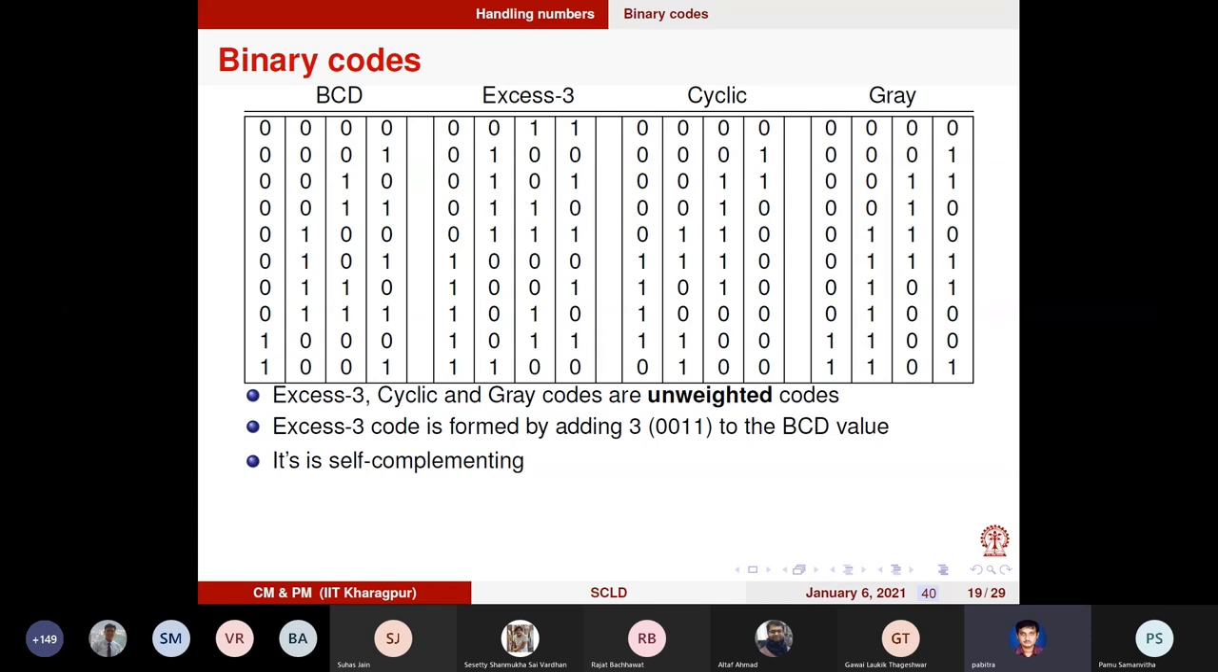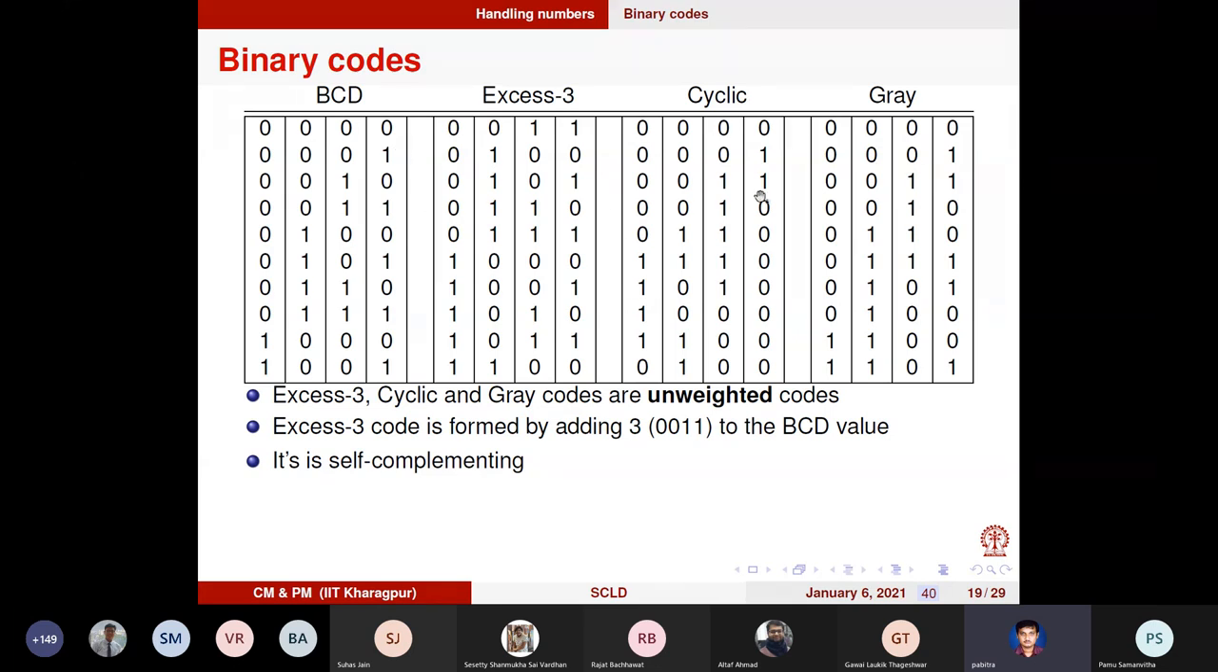Will differ by only one Hamming distance. So a small error in the decimal value will be a small change, delta, in the Hamming distance value in the binary code. Okay, this is the important property. For example, it was not there in non-cyclic codes.